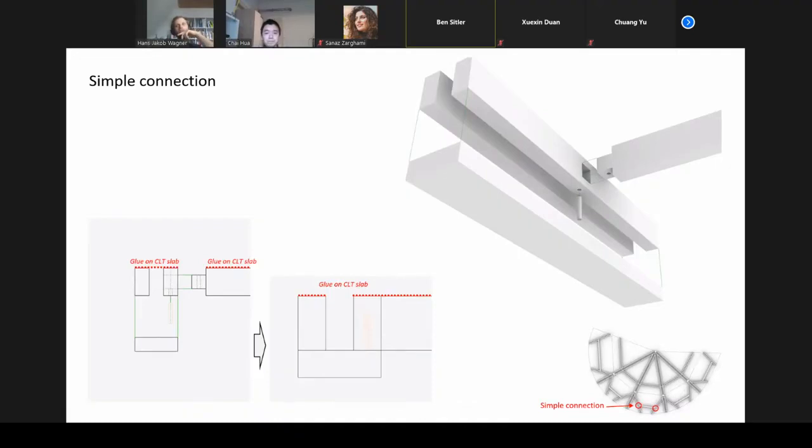So for simply supported connections, which we have out near the cantilevers, we slot the secondary beam into the web of the primary. And so the pin is mostly just to keep the secondary beam from pulling out, so taking axial load there. And then this interface at the bottom is to transfer the vertical shear load.